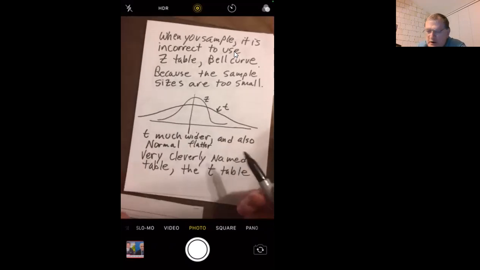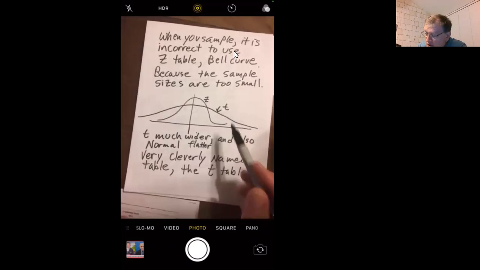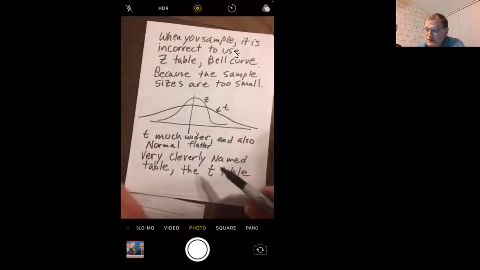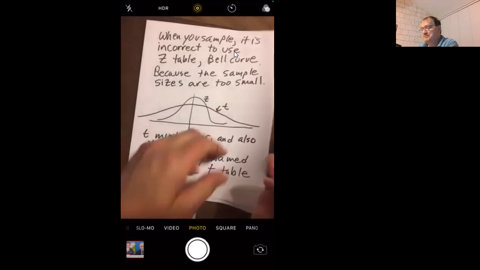So someone very smart who knows the t formulas punched his way through them, and he very cleverly wrote his answers down in a very cleverly named table, the t table.